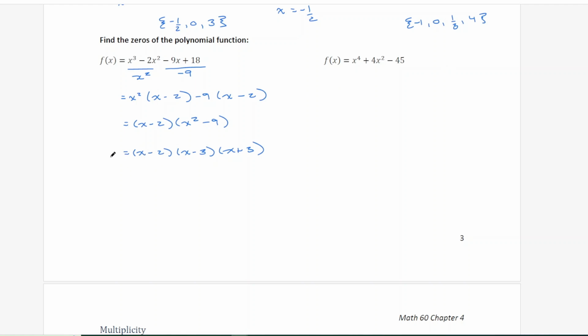So now we could solve this by setting it equal to 0 and say that we would have 3 solutions. What makes x minus 2 equal to 0? What makes x minus 3 equal to 0? And what makes x plus 3 equal to 0? So for this one, my 3 zeros would be 2, 3, and negative 3. And if you just did that, I would give you full marks. You don't have to do the set notation.